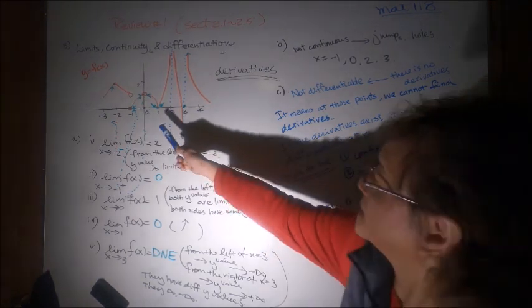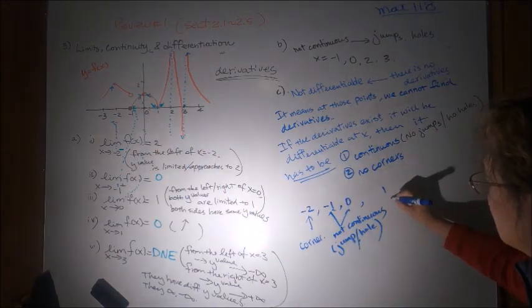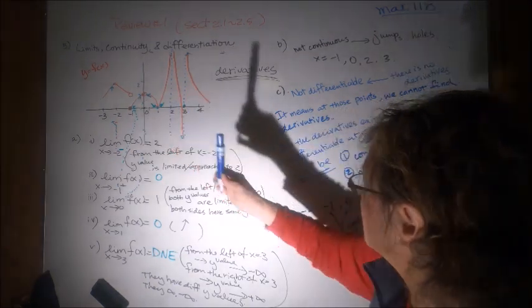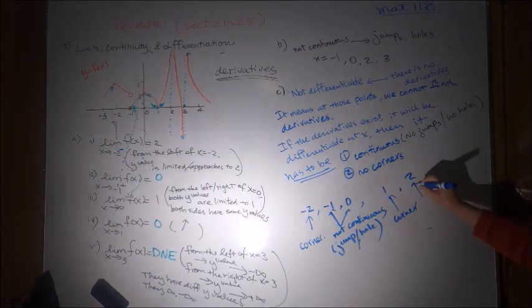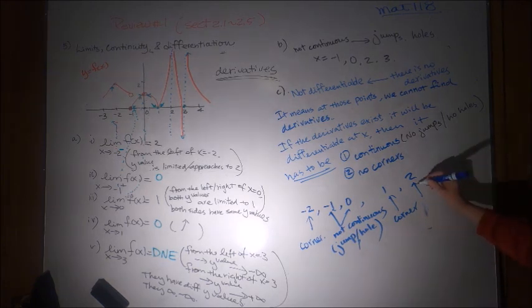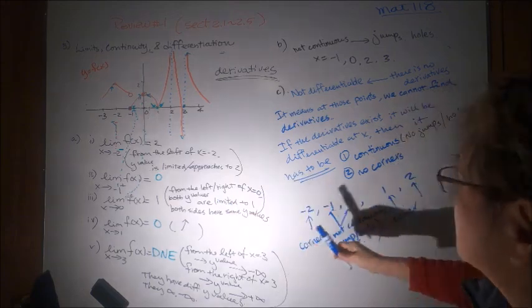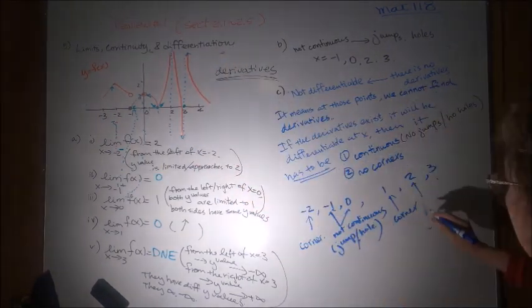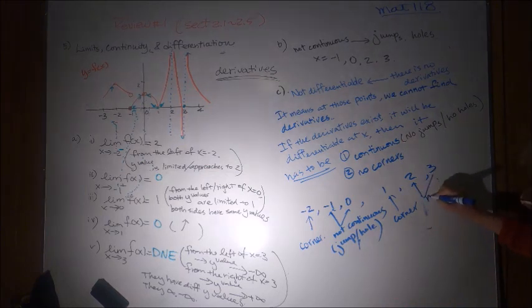Then next point, that's 0. And 1 is what? A corner, right? And 2 is what? Not continuous, right? Jump. And 3 is what? Same thing, you jumped, right? Both are not continuous. And we have a jump in there. Got an idea?